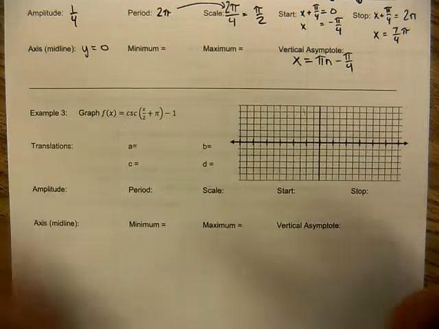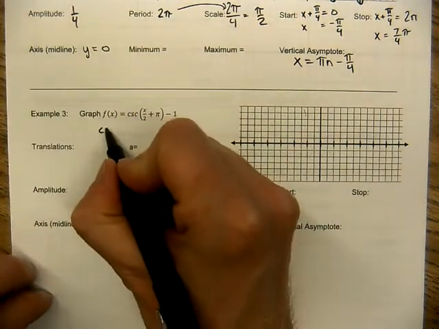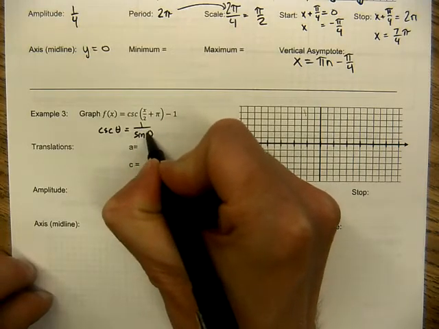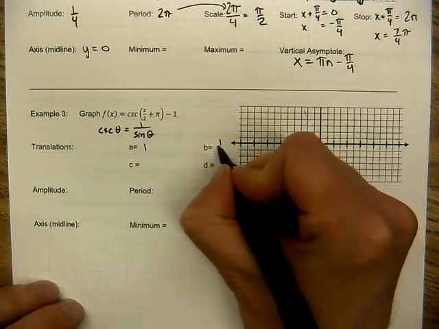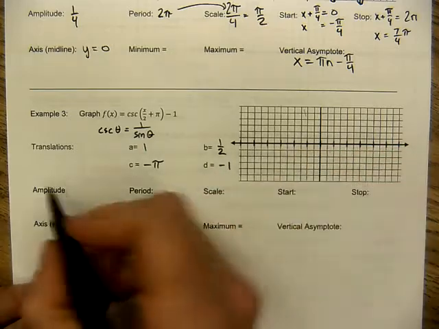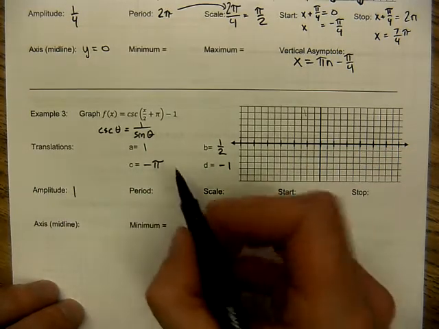And for good measure, here's one final example. Again, this is a cosecant graph, so one more time, we are looking at this as if we are graphing the sine curve. So let's pretend we're graphing sine. A is 1, B is 1/2, C is a negative pi, D is negative 1. Amplitude is just 1, no reflection here.